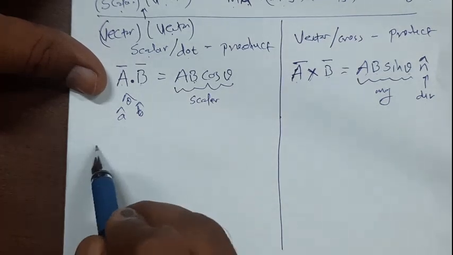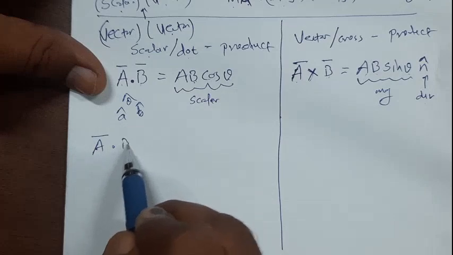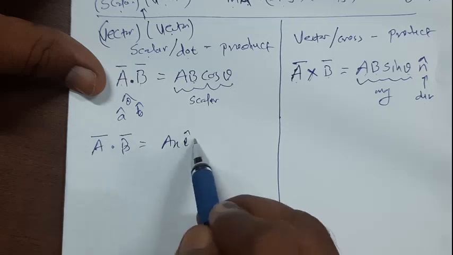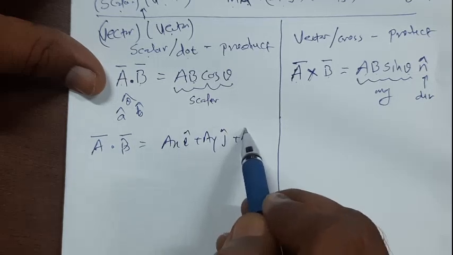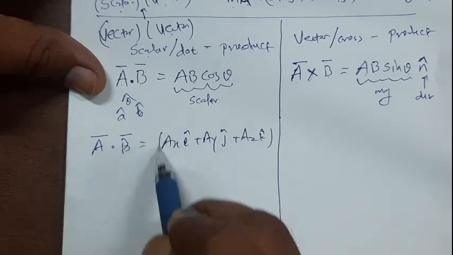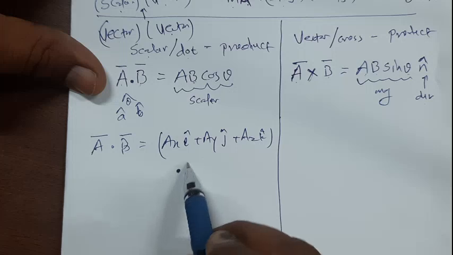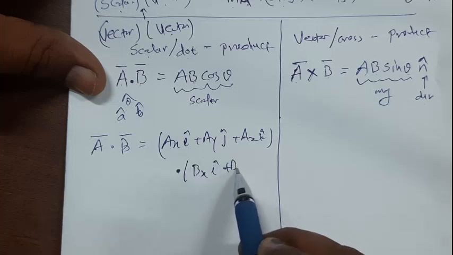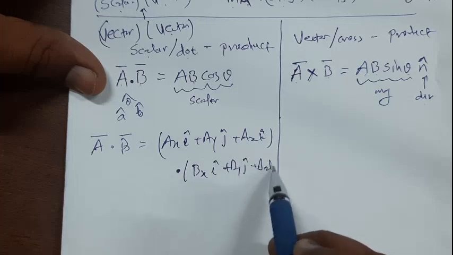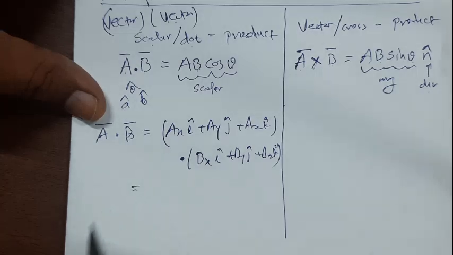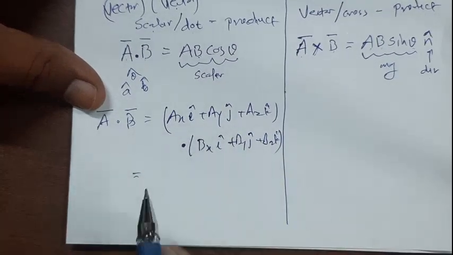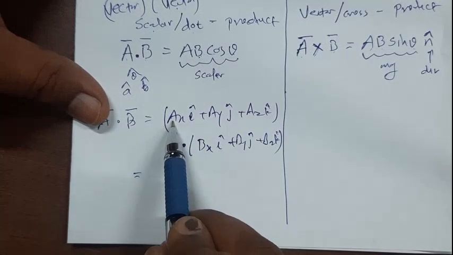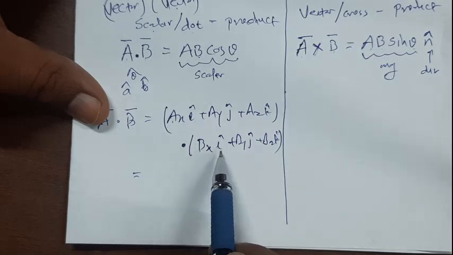Here typically I can write, if I will have to write A bar dot B bar, then I will write A bar means it is AX I cap plus AY J cap plus AZ K cap, and then the dot product with another vector, that is B bar, it is BX I cap plus BY J cap plus BZ K cap. Now using the property of distribution, I will have to write AX I cap dot BX I cap.